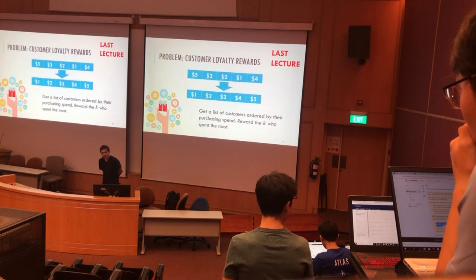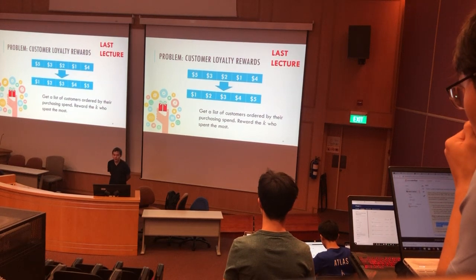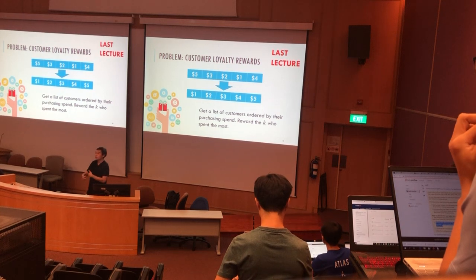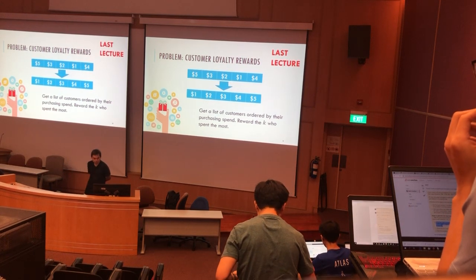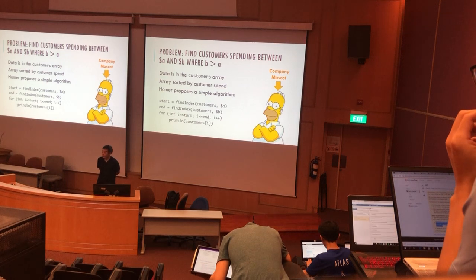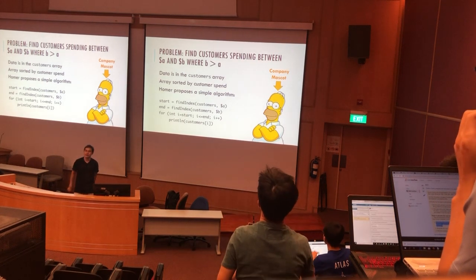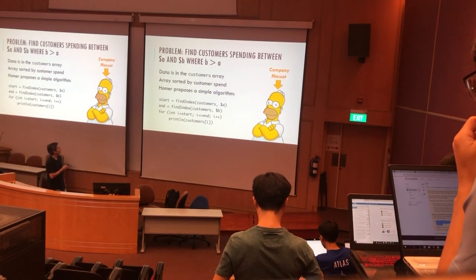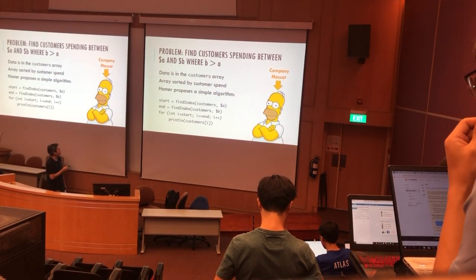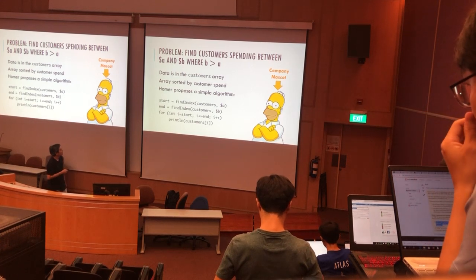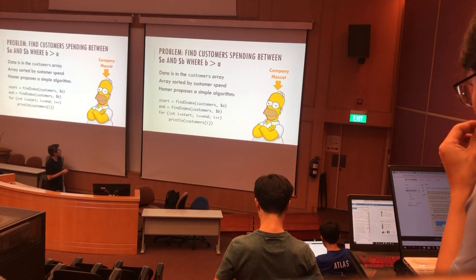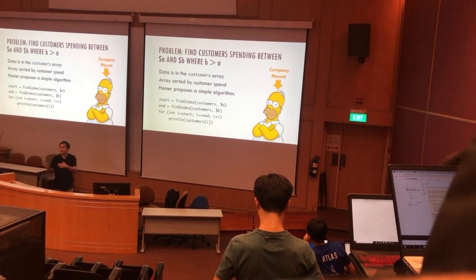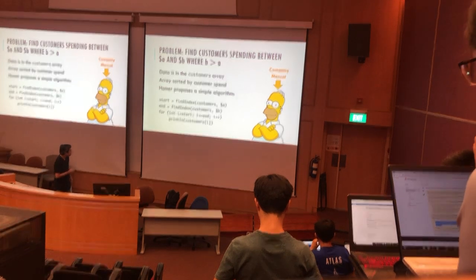Okay? Okay, so in the last lecture we talked about how we can get a list of the customers ordered by their purchasing spend. So basically we sorted the array, right? So today I'm going to start off with giving you a different problem. The problem is just an extension of last week's problem, which is that we want to find customer spending between two numbers, let's say A and B, where B is bigger than A. Alright, so between this bound. We assume that the data is in the customers array, and the array is already sorted by customer spend. So we used the technique last week to sort it, let's say.